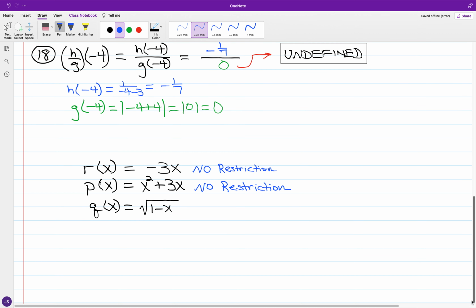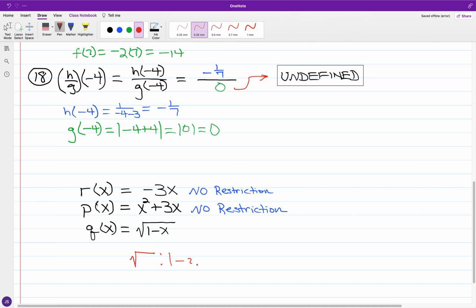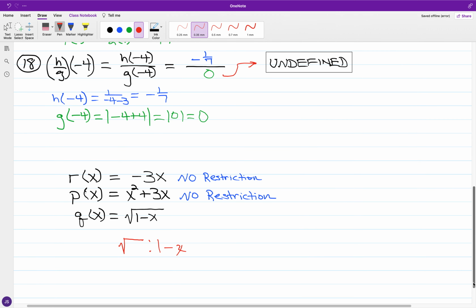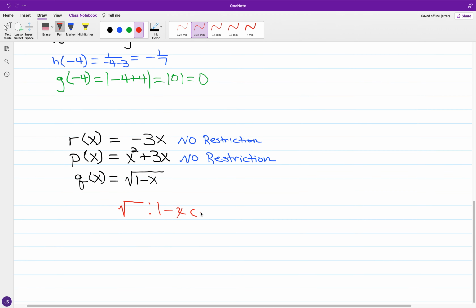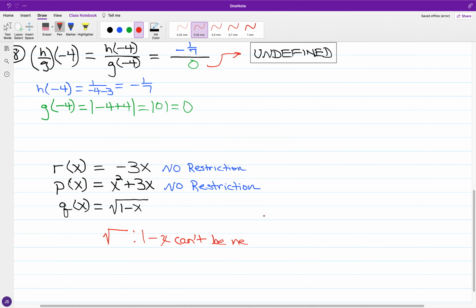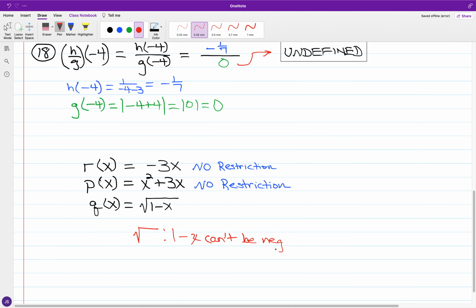Now for q of x, we have the square root of 1 minus x. And in the real number system, we cannot have the square root of a negative expression. So since we have the square root, 1 minus x cannot be negative. Now it can be 0 and it can be positive.